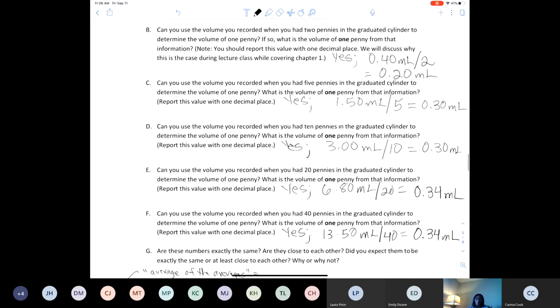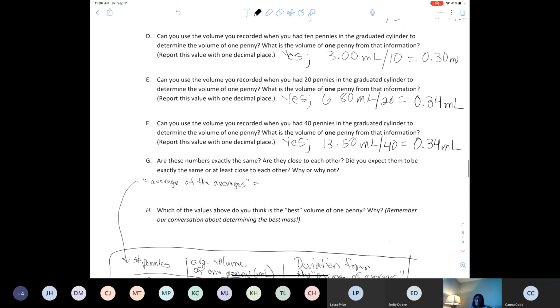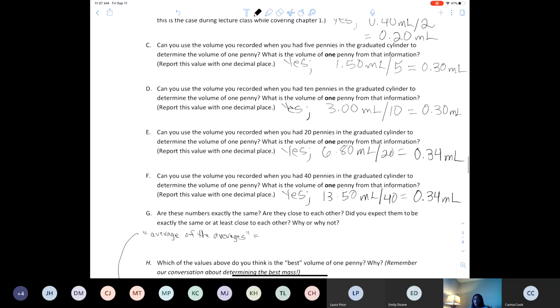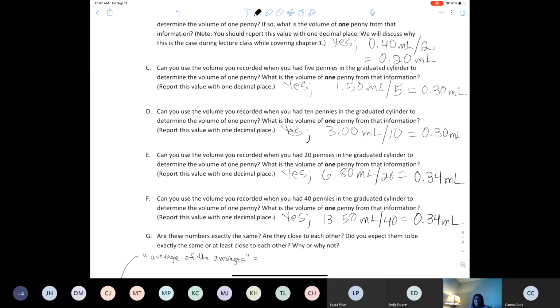And so now that we've answered A through F in the same way that we answered A through F in set 1, then you'll answer question G the same way as we did for question G in set 1. Are the numbers exactly the same? Well, some of them are. For the 5 penny and the 10 penny sets, the volume of a penny is the same, and also for the 20 and the 40 set, the numbers are the same. So are the numbers exactly the same? Not all of them, no.